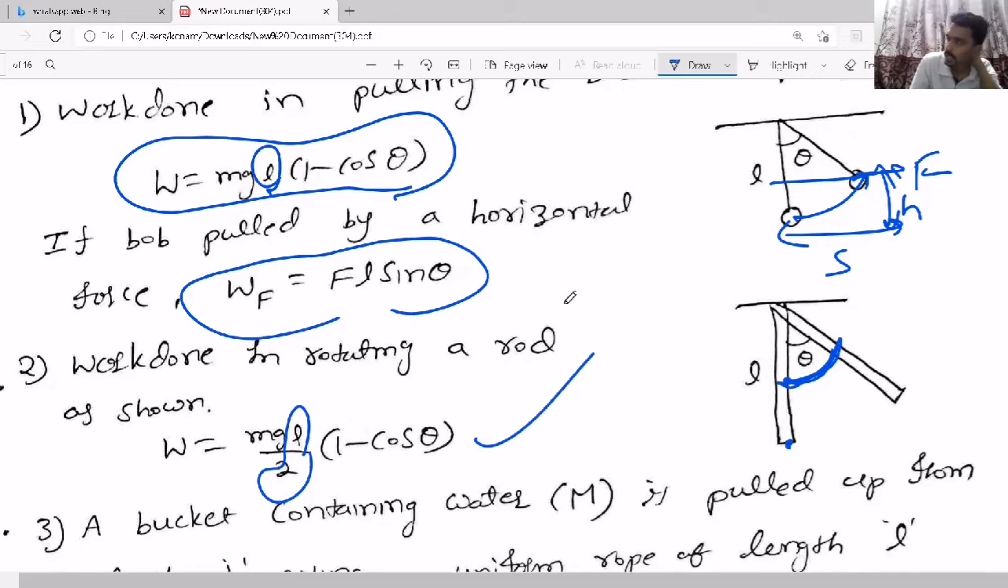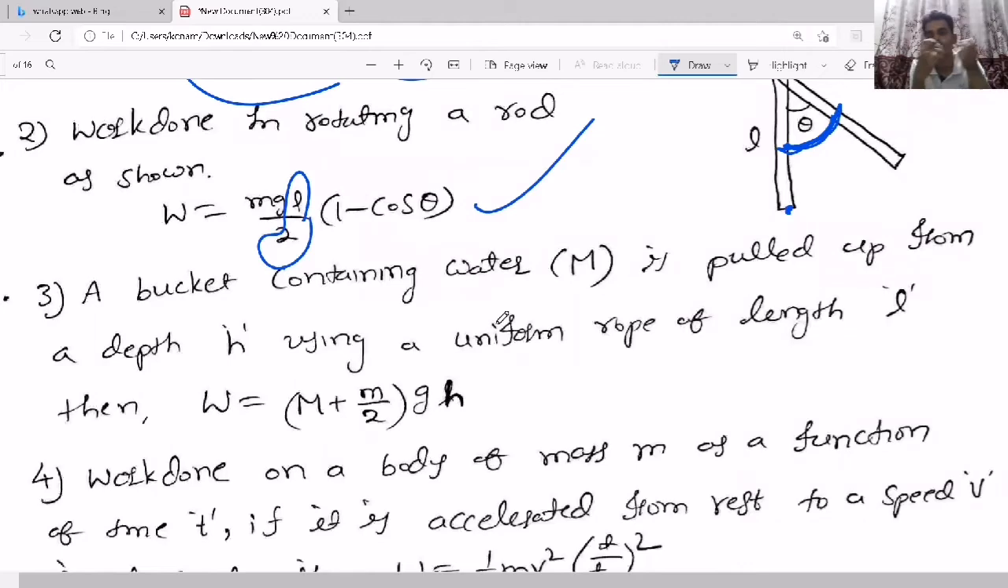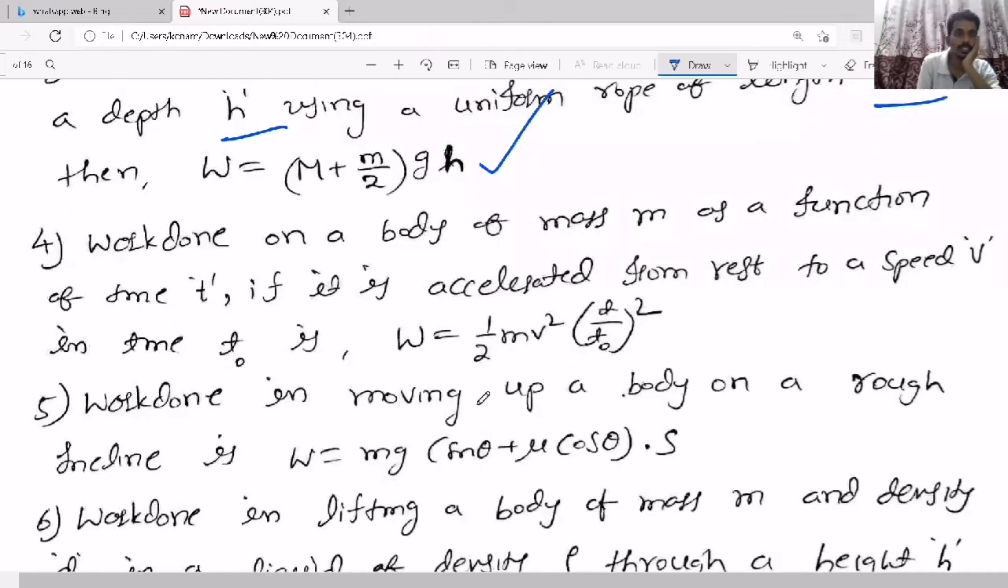So that is the work done in displacing a pendulum or thin rod by an angle theta from its vertical position. And this is like pulling water from a well with the help of a bucket which is tied to a string. The bucket of mass m containing water is pulled from a depth h, and the rope has a small mass m and length L. Then what is the total work? It is this one: the work done in pulling the water from the well with the help of a rope or thread.